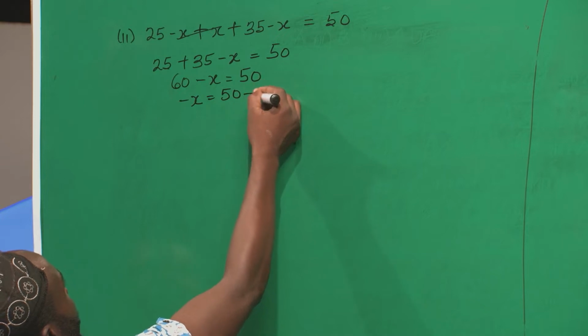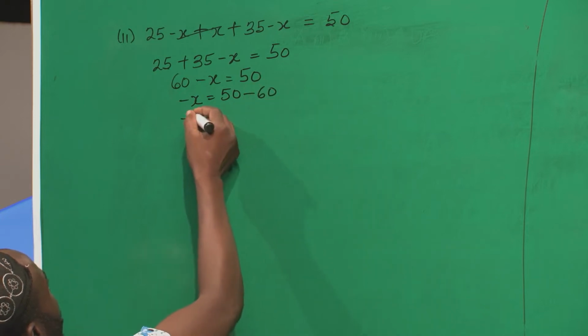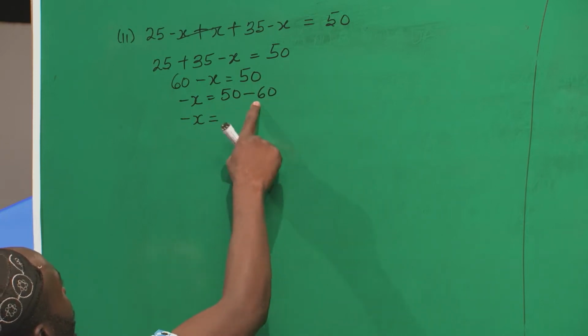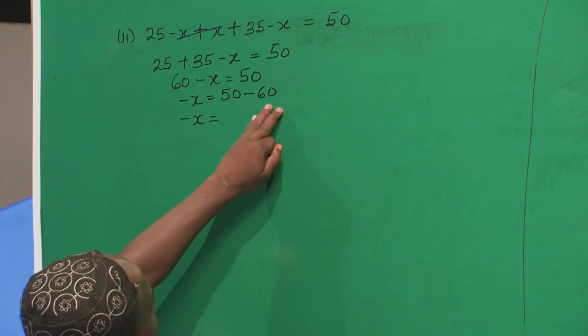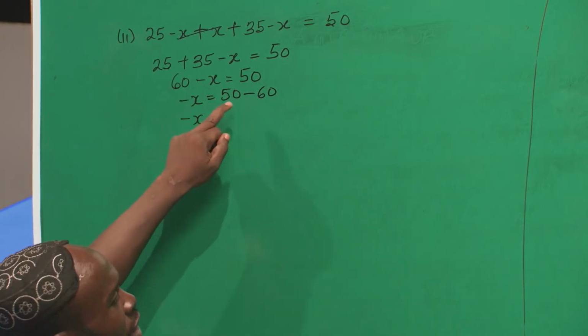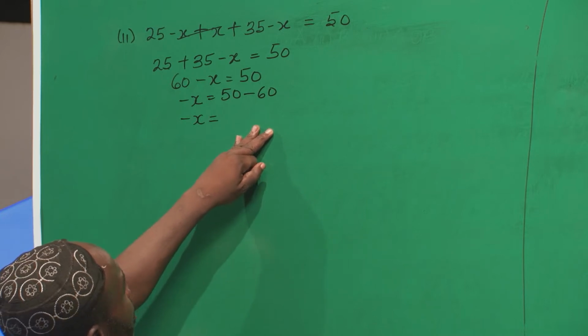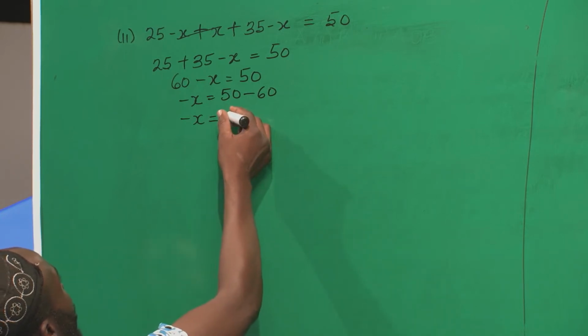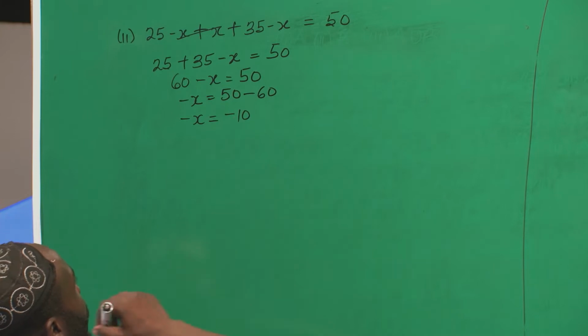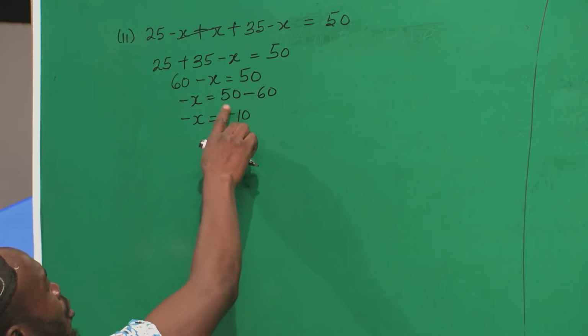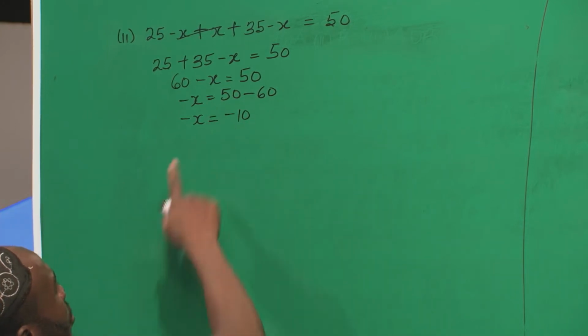So minus 60, then we have negative X is equal to 50 minus 60. You are subtracting more from less. So you get a negative answer. So we have negative 10. Or you are owing 60, you pay 50. Do you still owe? Yes. And it becomes negative.